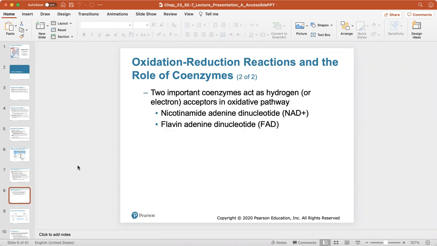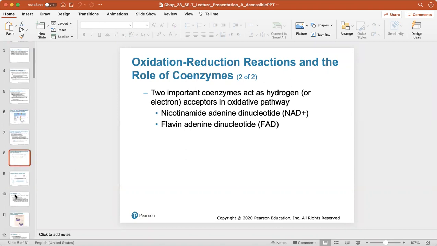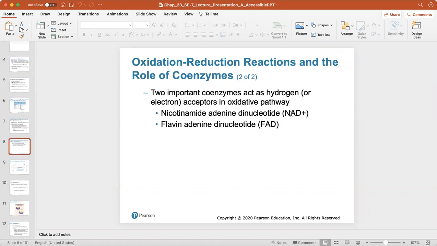There are two important coenzymes that act as a hydrogen or electron acceptor: nicotinamide adenine dinucleotide, NAD+, or flavin adenine dinucleotide, FAD. These are really important coenzymes that will act as hydrogen or electron acceptors in the oxidative pathways. And we'll see those a lot, NAD+ and FAD.